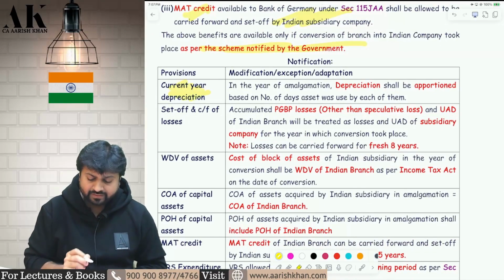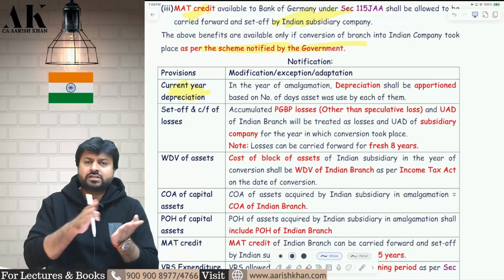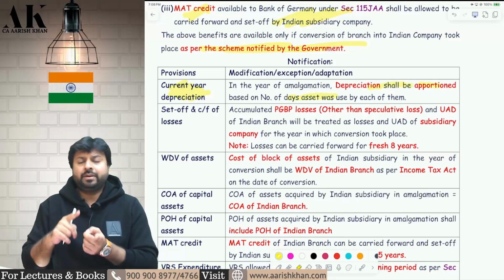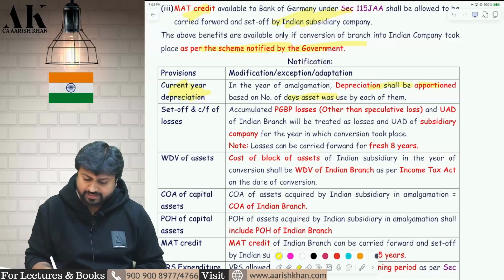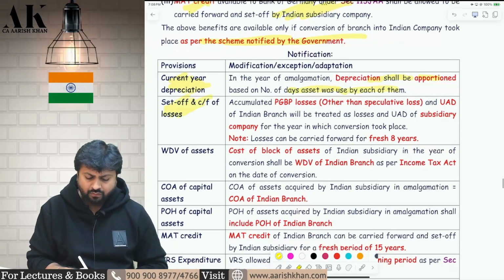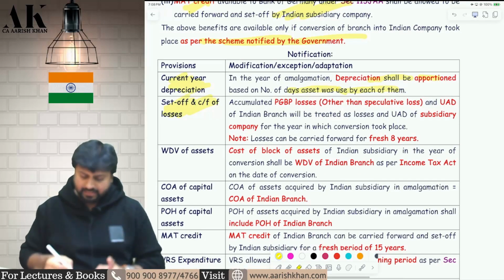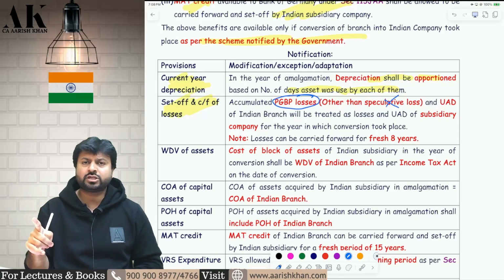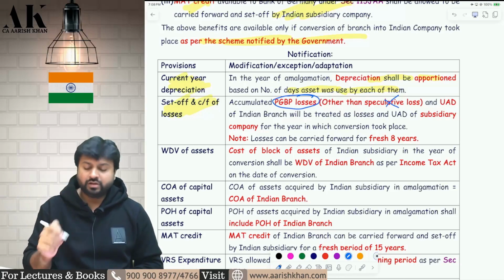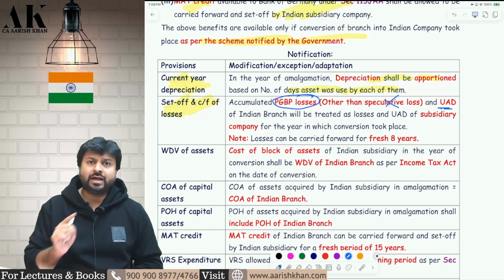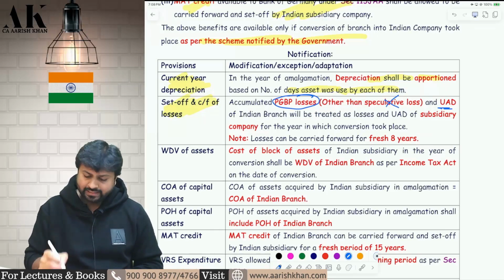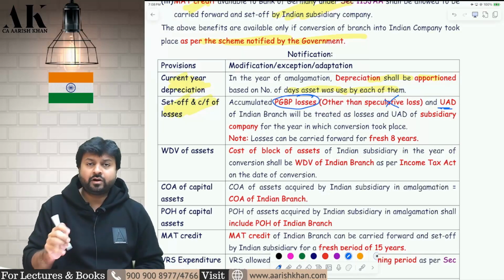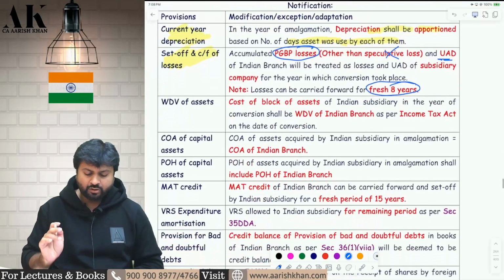First of all, what will happen with the current year depreciation? The year in which the conversion is happening, the current year depreciation will be apportioned between the predecessor and the successor. That is, it will be apportioned between the branch and the new company on the basis of number of days the assets are used by them. Second, what will happen with the set off and carry forward of losses? Yes, non-speculation losses will be allowed to you. Speculation losses are not allowed to carry forward in case of amalgamation. It's a kind of amalgamation only. So non-speculation losses and UAD you can carry forward from the Indian branch to the Indian company, and for UAD you can carry forward for infinite number of years, but for losses you can carry forward for fresh 8 years. I hope it is clear to all of you.